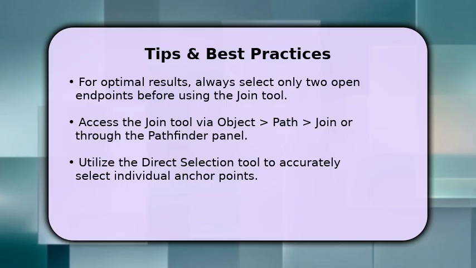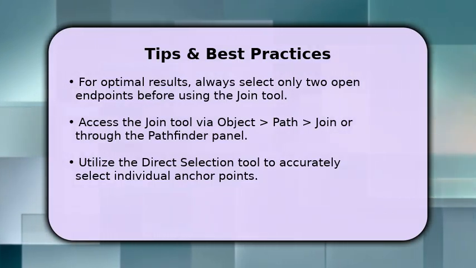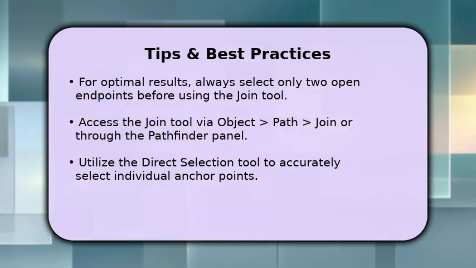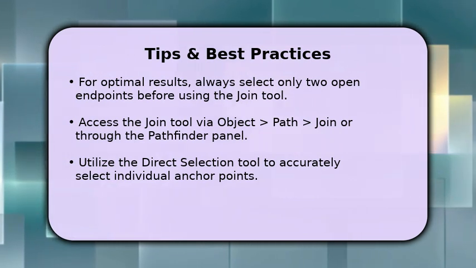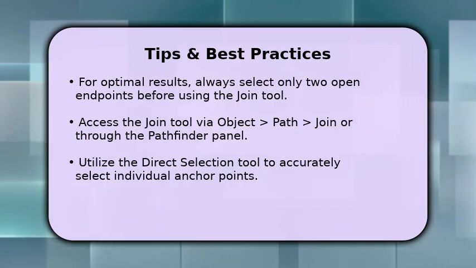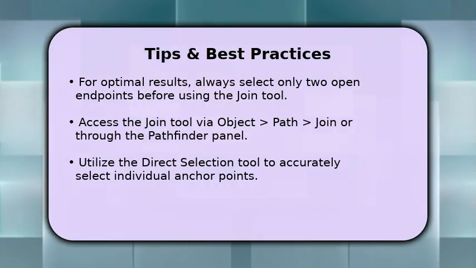Always use the Direct Selection tool to pick exactly two open endpoints. You can find the Join command under Object, then Path, or use the keyboard shortcut Command J on Mac or Control J on Windows. Understanding that it connects the closest points will help you anticipate its behavior and achieve perfect joins every time.